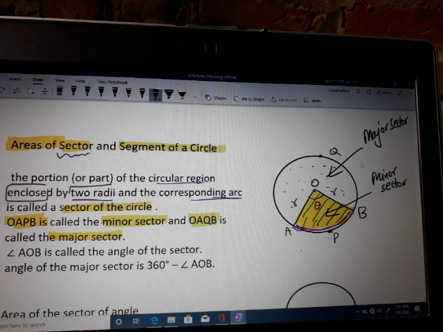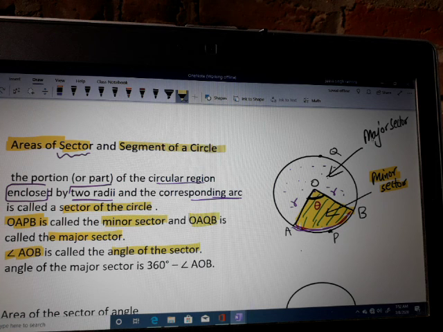I hope you understand the definitions. If this region is the minor sector, and this is the subtending angle, suppose this is theta, angle AOB. Remember, this angle AOB is the angle of the sector. Generally, sector means minor sector.